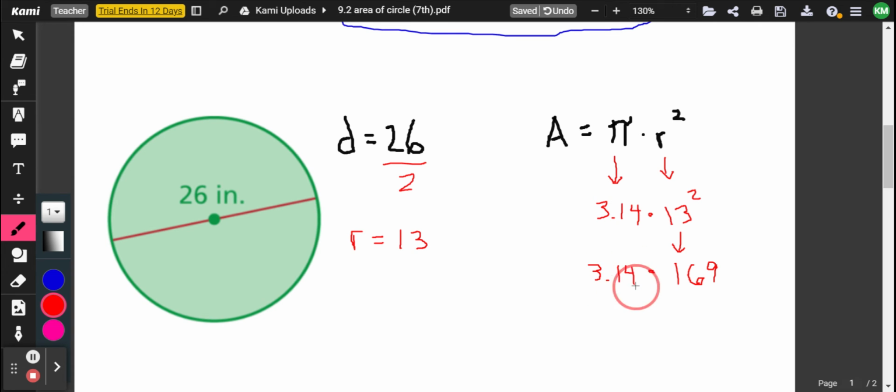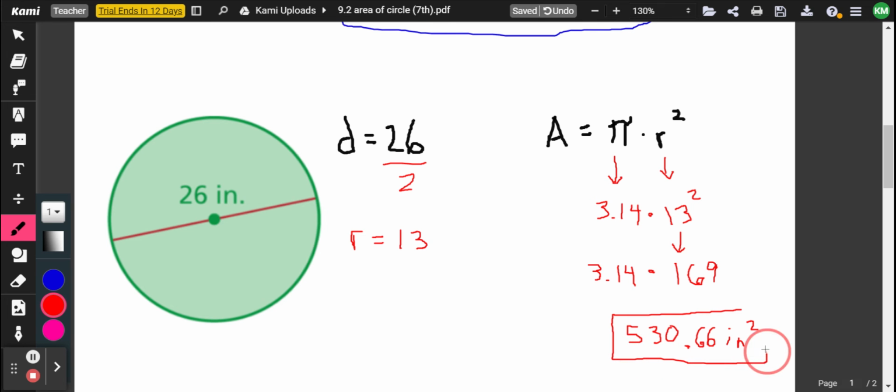And if I multiply those two numbers together, I get 530.66. And don't forget to square your units. We had inches, so inches squared. So our answer is 530 66 hundredths inches squared.